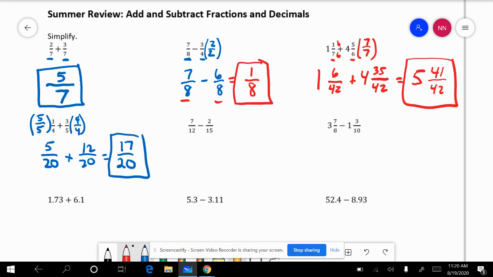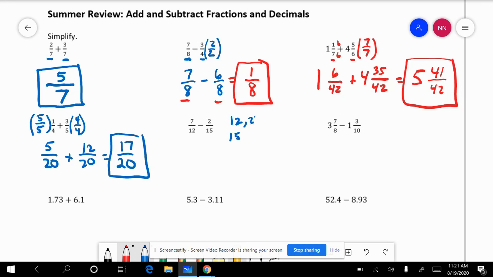For the next one, it's a little bit more complicated. What we need to do is figure out a common denominator for 12 and 15. There's a few different ways of doing it. One is to write out all the different multiples of 12 and all the different multiples of 15.